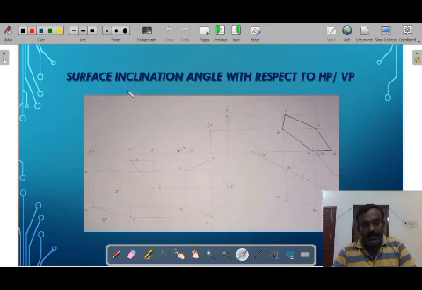Now see this kind of mistake. The surface inclination with respect to the HP is given as an angle of 30 degrees, whereas he has made a mistake. He has taken an angle of 45 degrees. So you have to be very careful while drawing a line, whether we are drawing with respect to the HP or with respect to the VP.